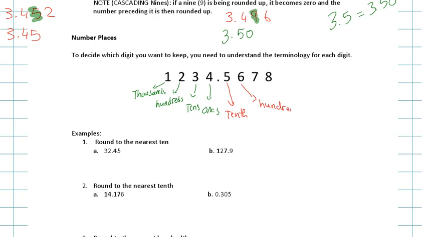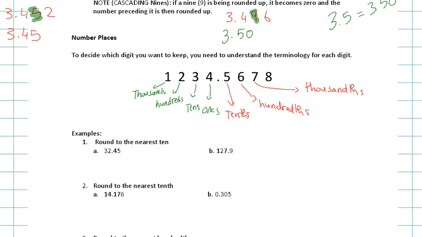And this is the thousandths. They don't usually say that, but then the last one we might. So let's look at the first example.